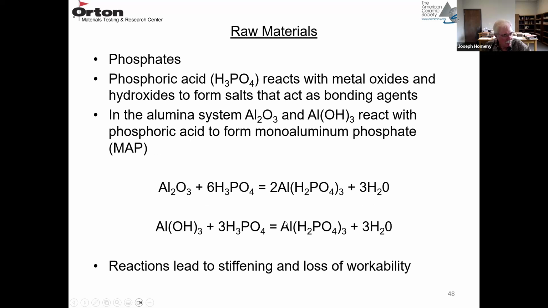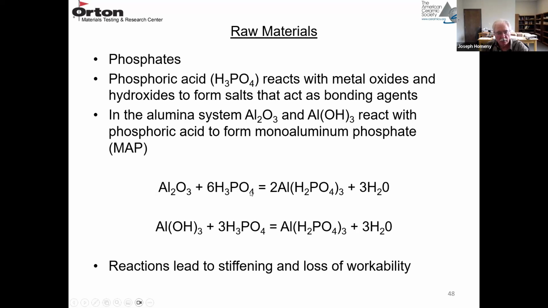And then I think we'll just go over the phosphates and probably maybe stop there. But phosphoric acid, H3PO4, reacts with the metal oxides and hydroxides, and it forms various salts. The salts are the bonding agents. So in this alumina system, we have Al2O3 or hydrated alumina, Al(OH)3. They'll react with this phosphoric acid and form what's known as a monoaluminum phosphate, or MAP.